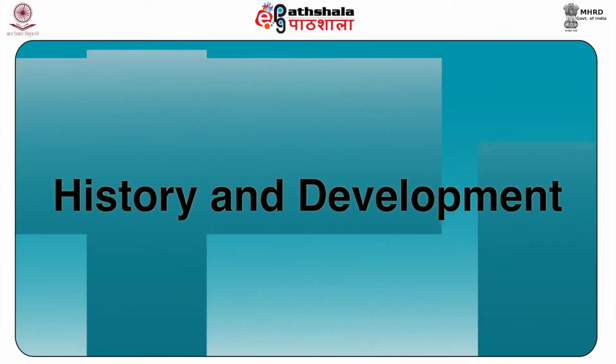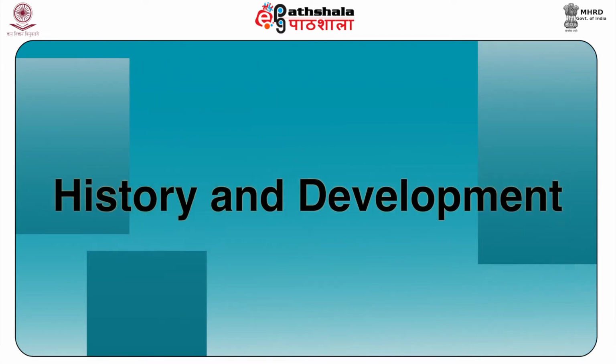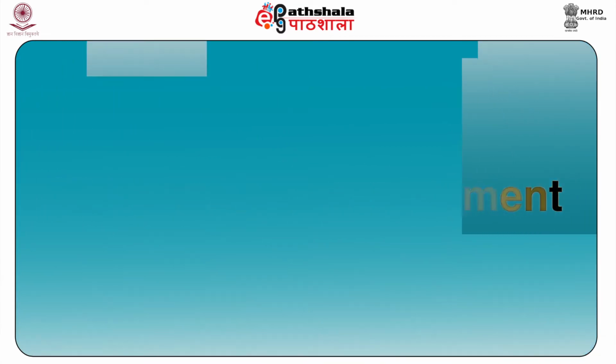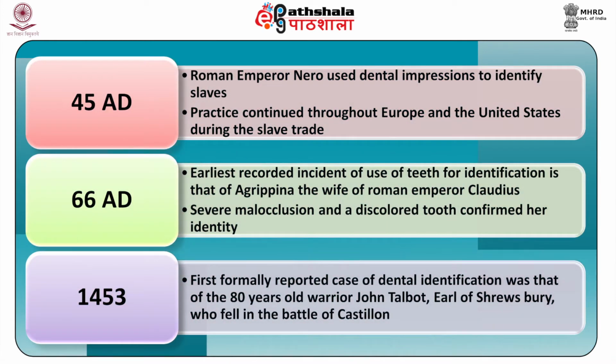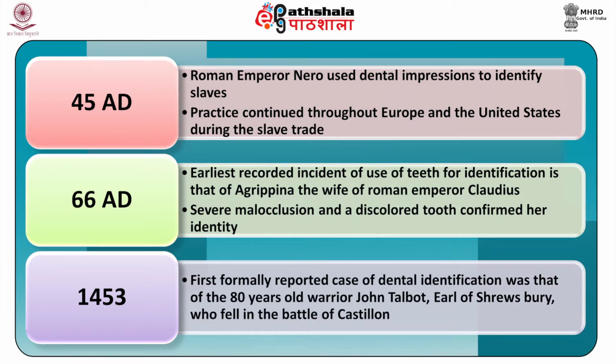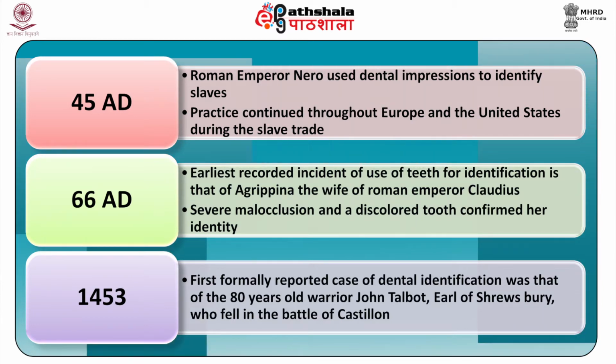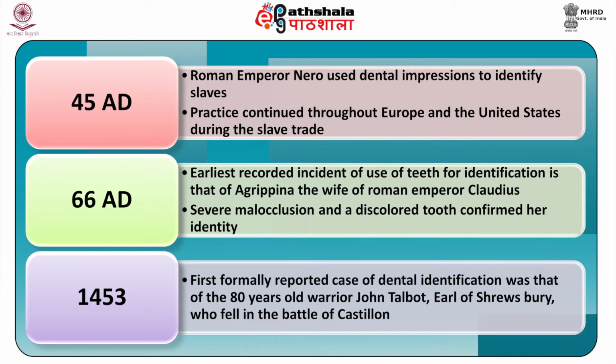Coming on to the history and development of this branch of forensic sciences, forensic medicine. Although great attention was not paid to dental identification until recent times, the process has been used for more than 2000 years, as was reported by Barsley in 1993. The first case reported in this aspect was in 45 AD. The Roman Emperor Nero used dental impressions to identify slaves. This practice continued throughout Europe and the United States during the slave trade.